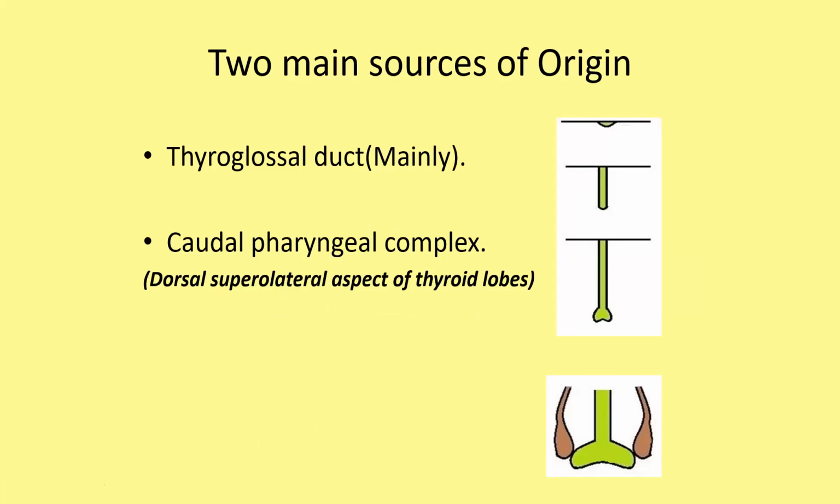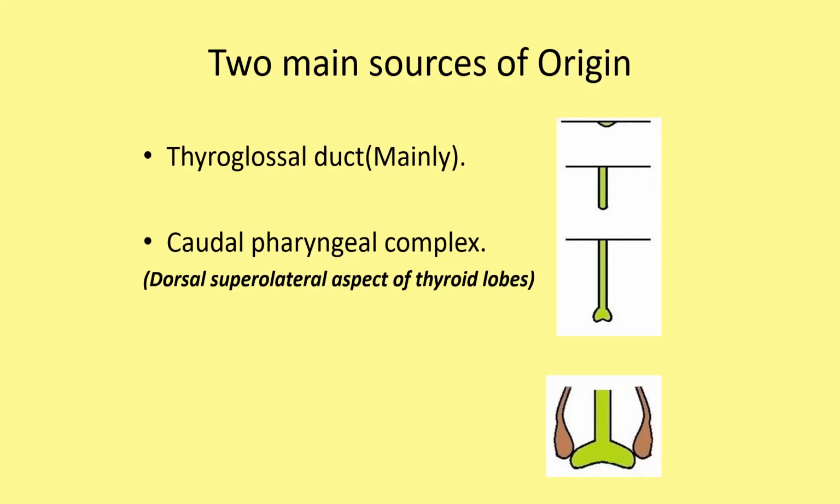I would like to take you back in time to when we did the caudal pharyngeal complex. We did that this is formed by incorporation of the 5th endodermal pouch into the 4th pouch. So there is a relation of the developing thyroid with the 4th pouch, and the caudal pharyngeal complex formed gives rise to the parafollicular cells, or the C cells of the thyroid gland.